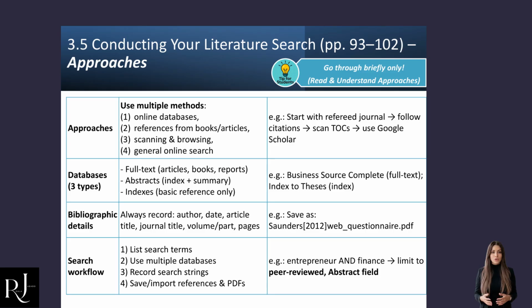Additionally, your workflow should involve listing search terms. Let's say your topic is sustainable marketing. You can list related terms like green marketing, eco-friendly marketing, etc. Then, use Boolean operators like "and" or "or" to refine results. For example, if you use "sustainable marketing and social media," you'll get results that combine both aspects. And limit your search to peer-reviewed fields to ensure the quality of the literature you are retrieving. Journals like the Journal of Marketing Research are peer-reviewed and are well known for their high-quality research.